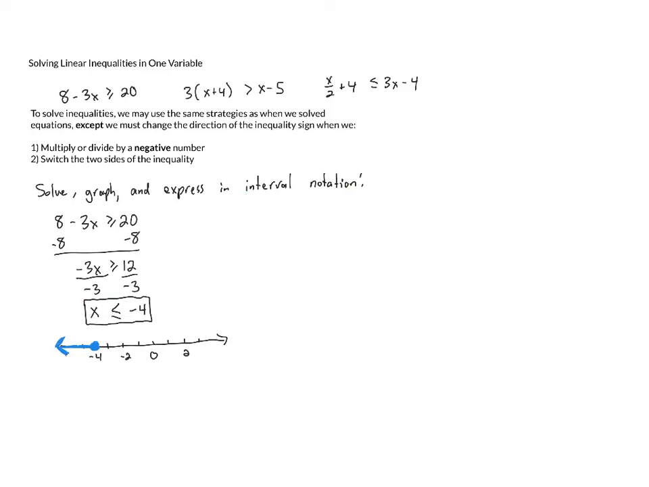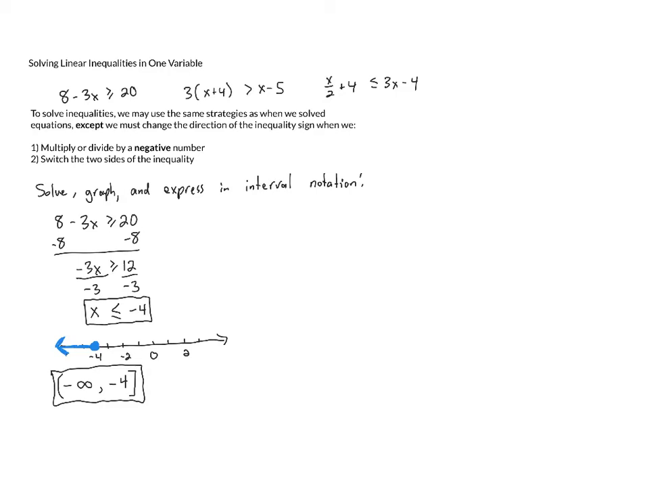If you look at this interval, it goes all the way to negative infinity on the left, and on the right it stops at negative 4. It includes negative 4, so we put a bracket there, and then with negative infinity we use a parenthesis. Always we use parentheses with infinity and negative infinity, and so our interval notation is going to be parenthesis, negative infinity, comma, negative 4, bracket.